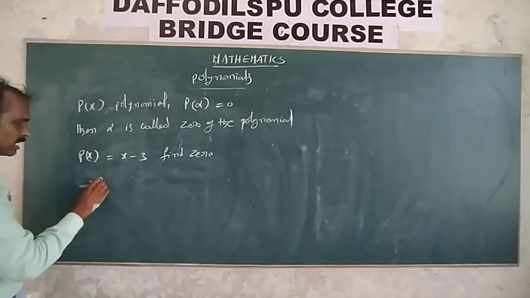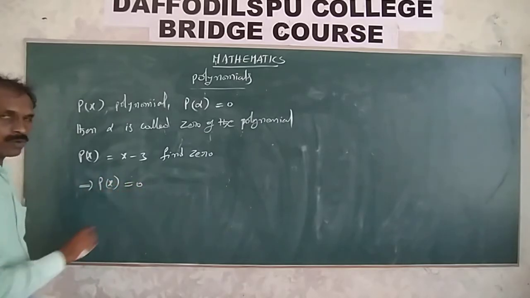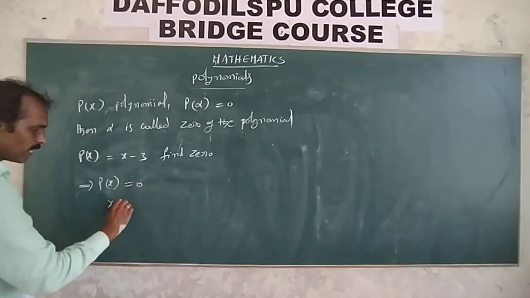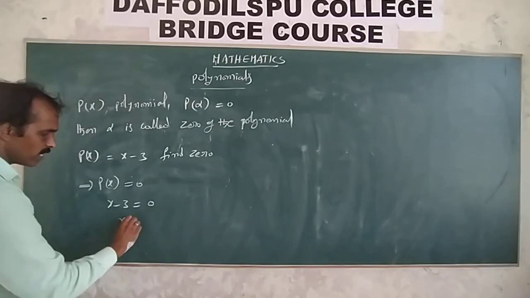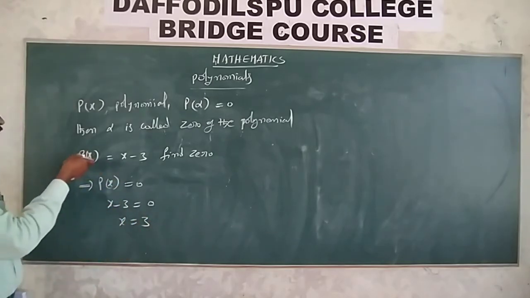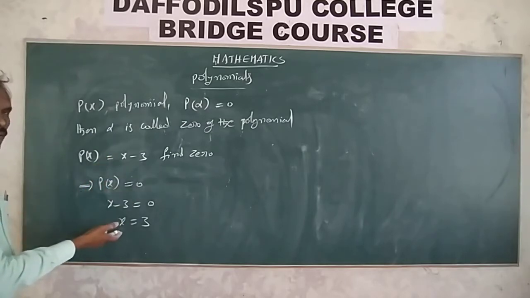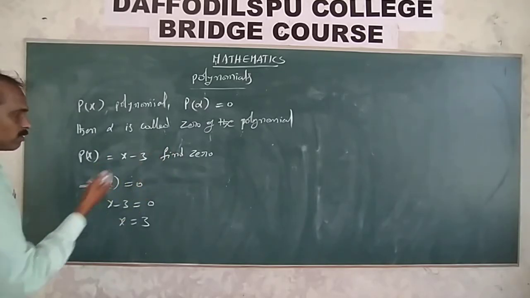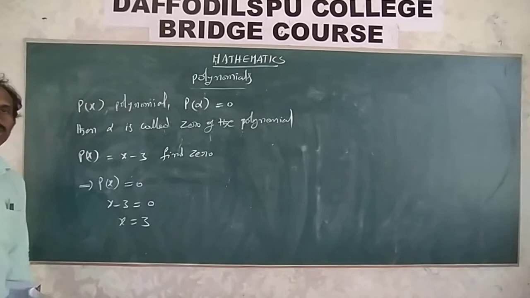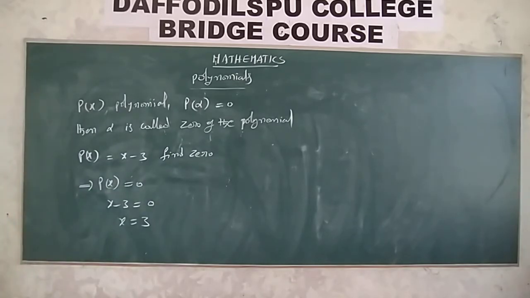That implies P of x is equal to 0. Therefore, x minus 3 is equal to 0. x is equal to 3. When substituting 3 in place of x, this value is equal to 0. Therefore, what is the zero of the polynomial? x is equal to 3. That is the solution.